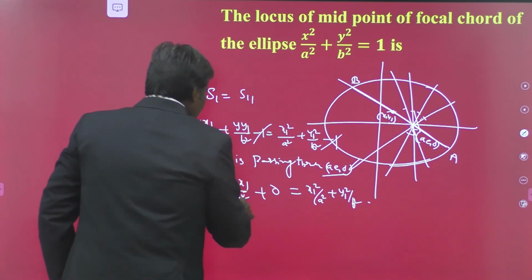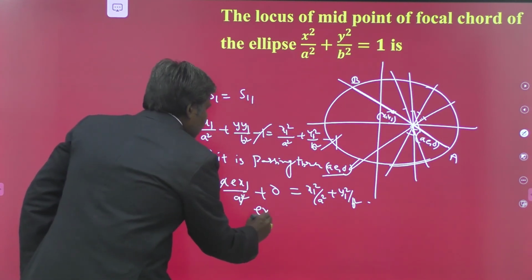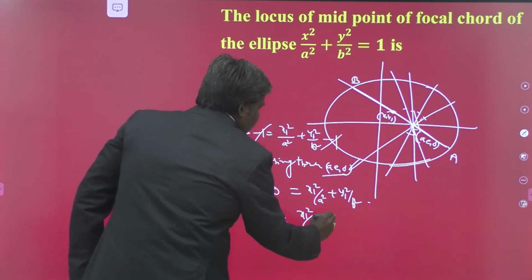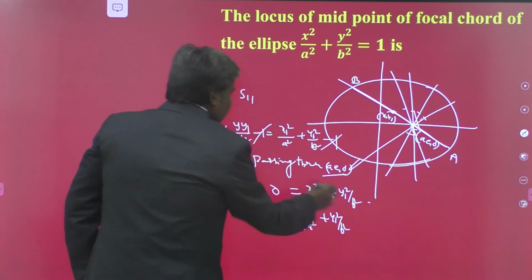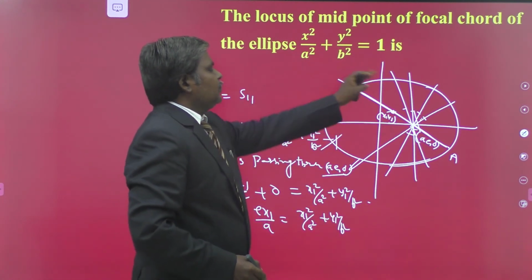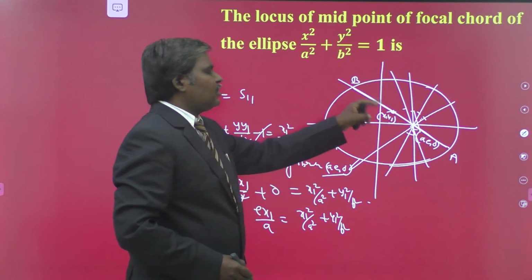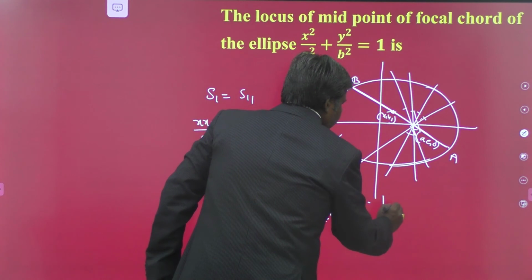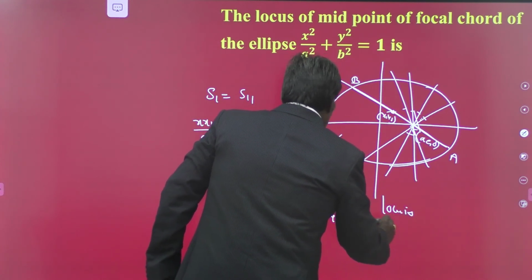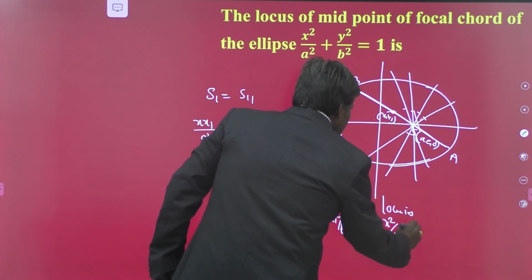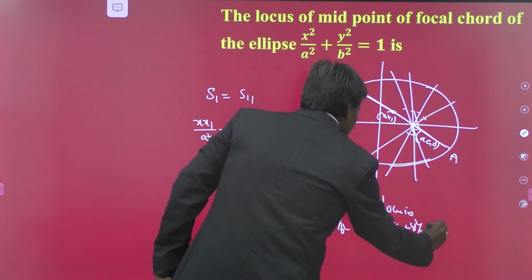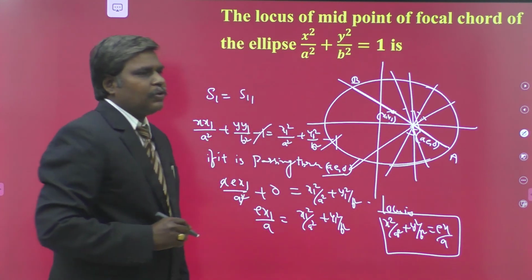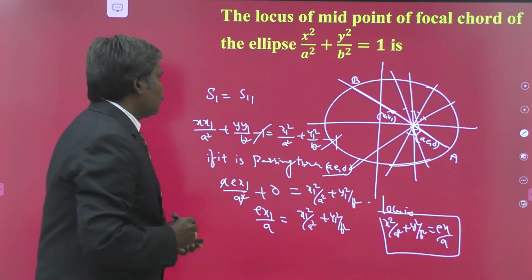Now a gets cancelled. This is ex1/a = x1²/a² + y1²/b². This is the condition for that (x1, y1). If you move this condition for all the points, we get the locus. Therefore, the locus of the midpoint is: x²/a² + y²/b² = ex/a. This is the locus of the midpoint of focal chords of the ellipse. Okay.